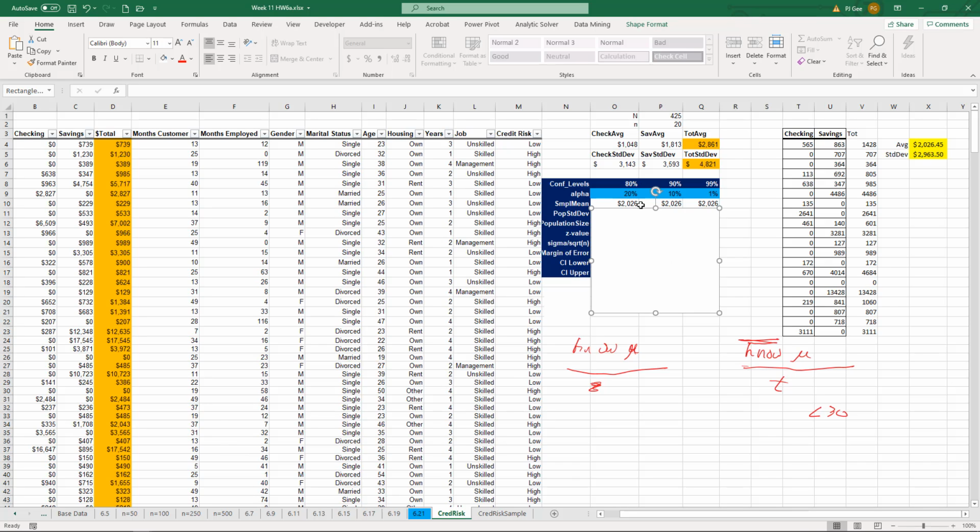So our sample mean is $2,026. Okay. Our population standard deviation is 4,821. Okay, so that's the variability. The population size is 20 for the purposes of our z. Okay, so what's the z value on here? How do we calculate the z value? I'll go into that.